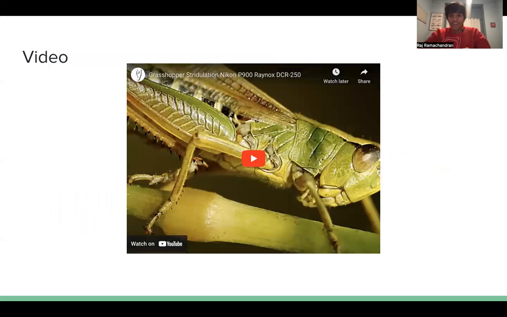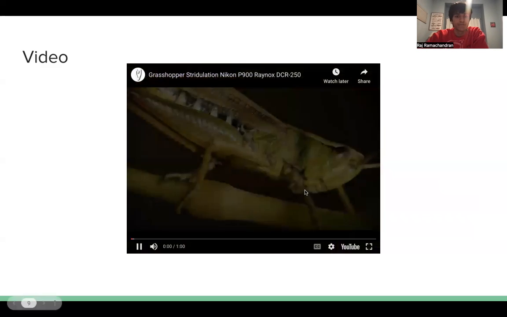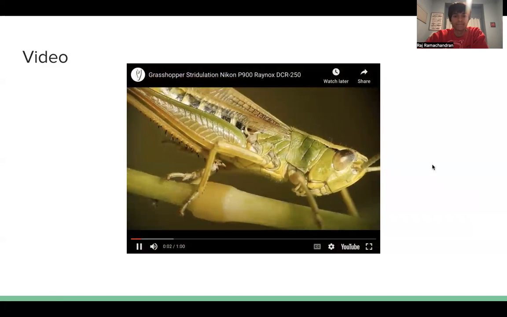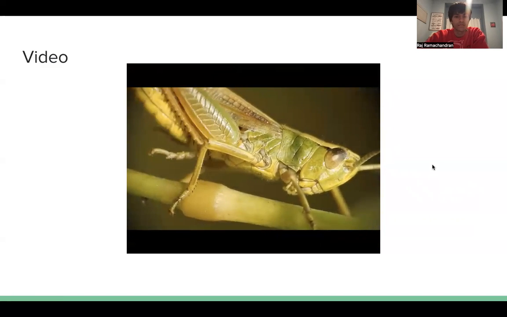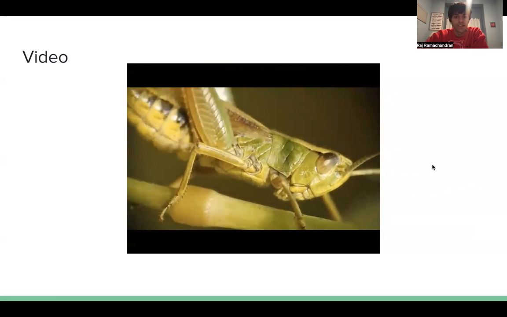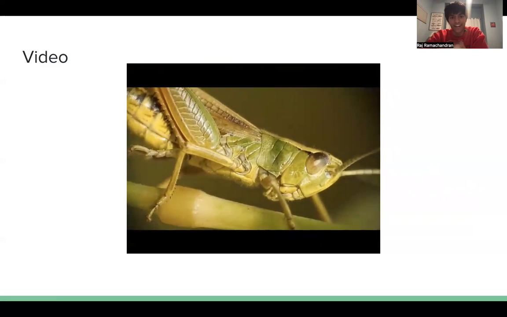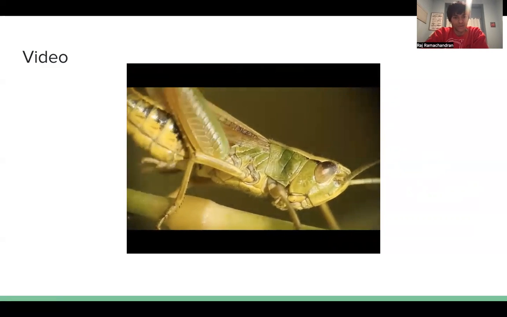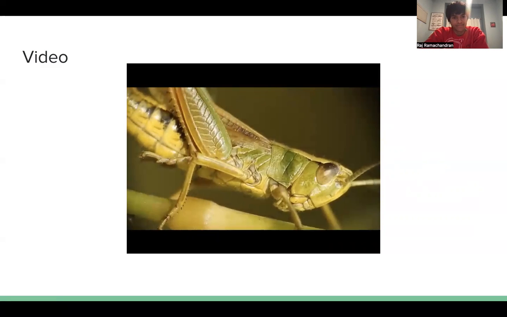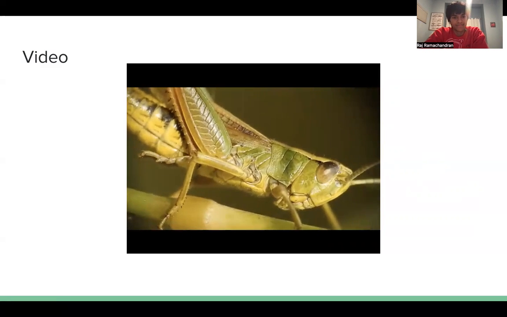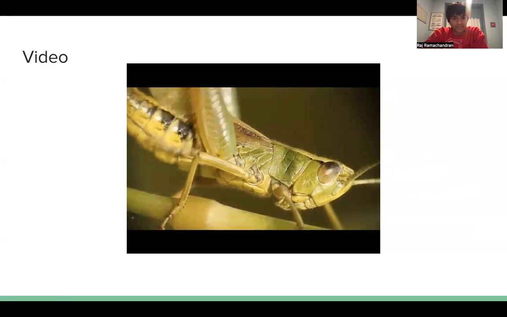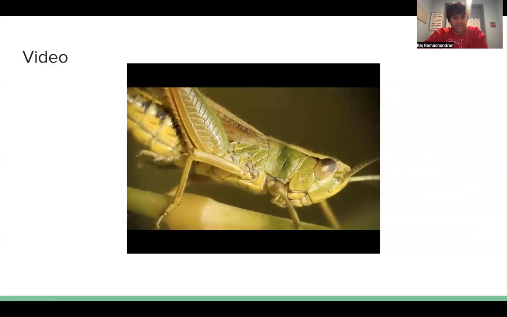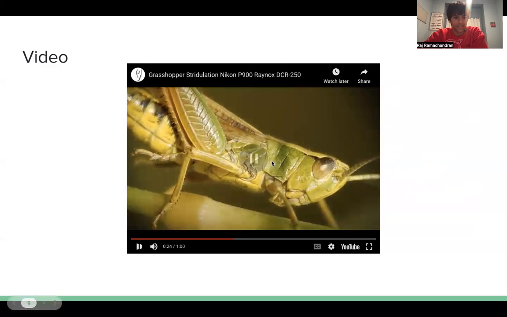Here's a quick video of the stridulation, which is, again, the rubbing. Hopefully you find this interesting. You can see how it's rubbing the hind leg, the little bumps. You can even see the bumps against its foreleg. So yeah, I think you get the idea.